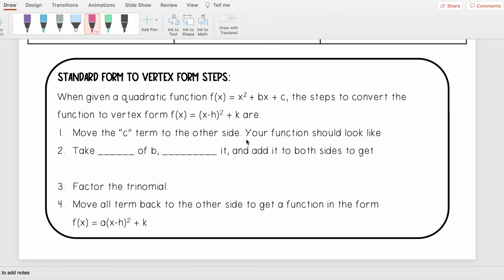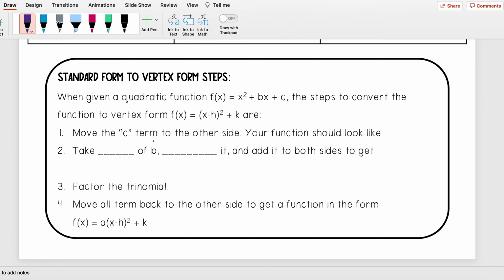Now that we know how to complete the square, we are going to work on converting from standard form to vertex form using this completing the square. So when we're given a quadratic function in the form f of x equals x squared plus bx plus c, these are the steps to convert the function to vertex form, f of x equals (x minus h) squared plus k.